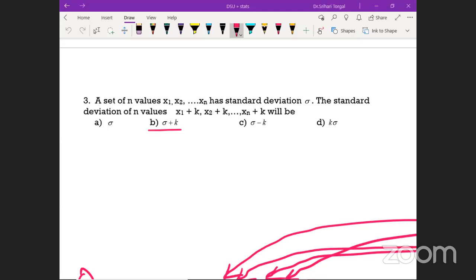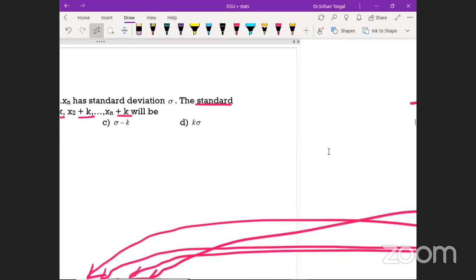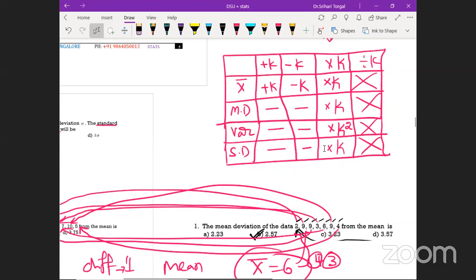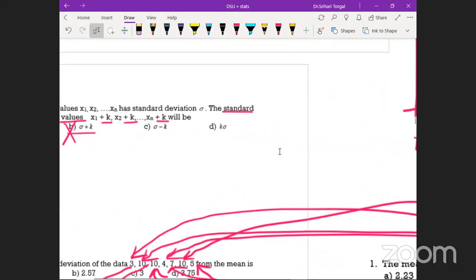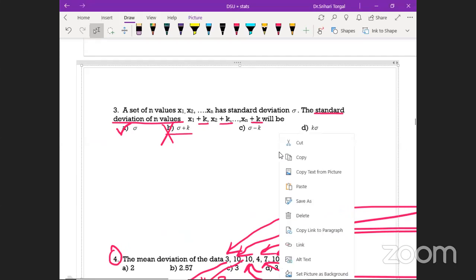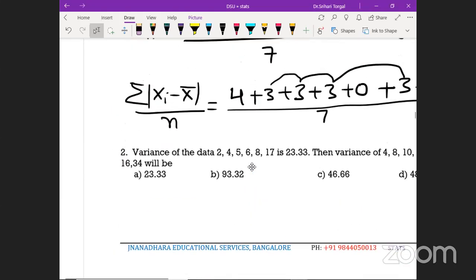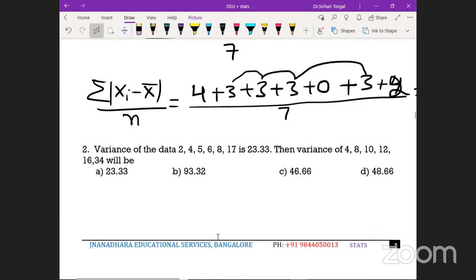Okay, no problem. See here, the answer is not option B. I told you already, standard deviation is unaltered. If you add k to the new data, option A is the answer. Mean deviation, variance, and standard deviation are not altered. Let's move on to the next problem. Answer this.